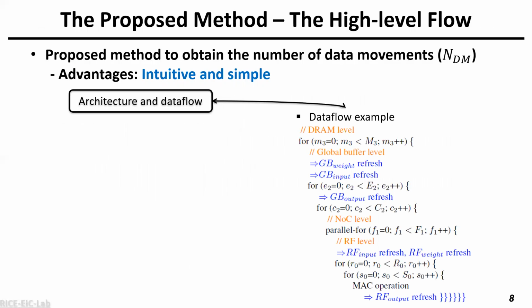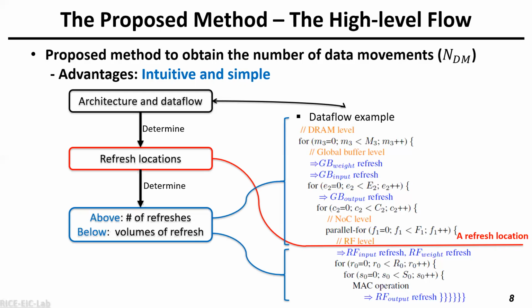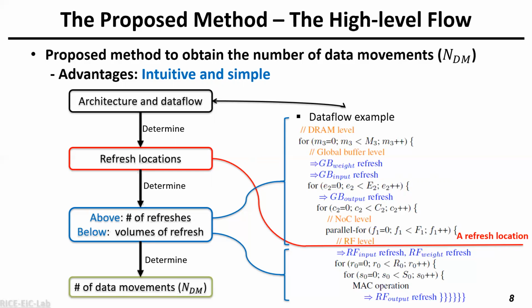To summarize, we are the first to find an intuitive and simple method to analytically obtain the total number of data movements and thus the corresponding energy. Given a DNN model, hardware architecture, and data flow, this is the high-level flow. Once they are determined, the refresh locations in the full loop description can be easily determined. Based on the refresh location, the total number of refreshes and the value of such refreshes can be determined from the loop bounds above and below the location. The product of them is equal to the total number of data movements, which is the most difficult term to determine when predicting a DNN accelerator's total energy.